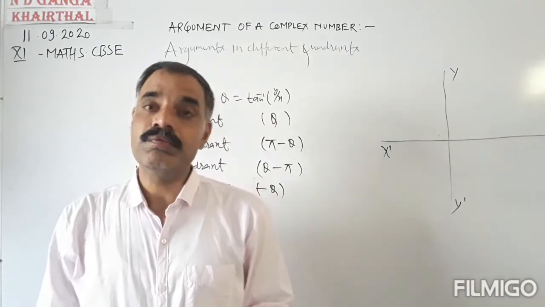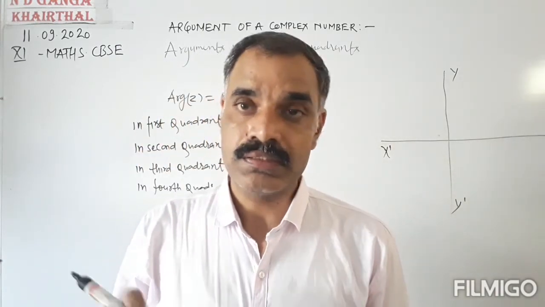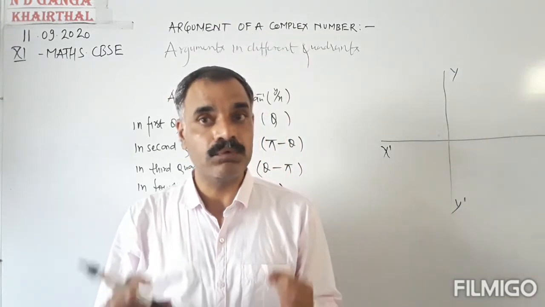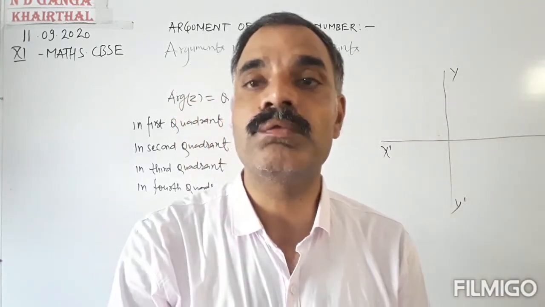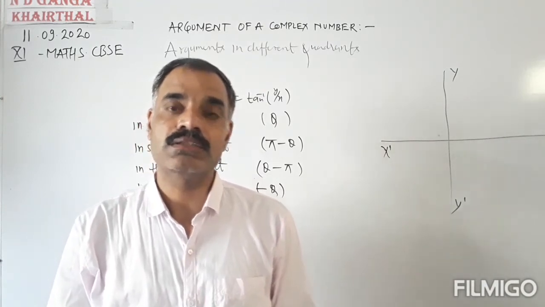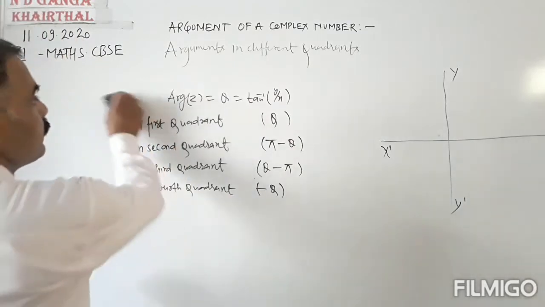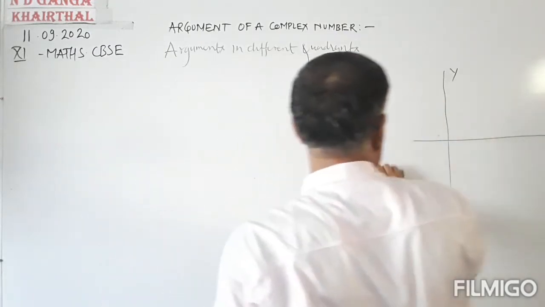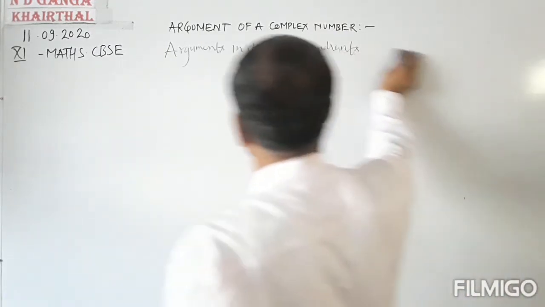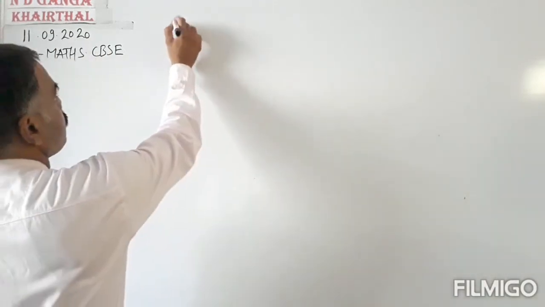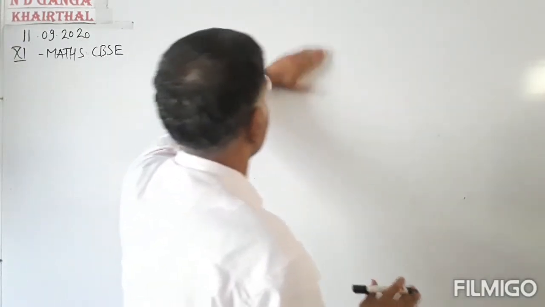Okay, so after this we will discuss the polar or the trigonometrical representation. Now we are discussing the polar or the trigonometrical representation of a complex number. That is also an important topic in the study of complex numbers. This is all about polar or trigonometrical representation.